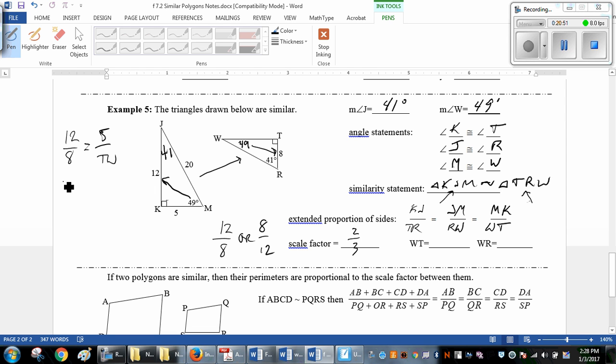The second one we're going to set up, we're going to use, again, that same ratio, 12 over 8 equals, and now what else do we need to know? We have the side 20, that hypotenuse, and that corresponds to our hypotenuse over here, which is WR or RW. Go ahead and take a second, solve those. Remember, we're cross multiplying here. And check your answers. You should get WT equals 3.3 repeating, and that WR equals 13.3 repeating. All right, one more to go here, guys.